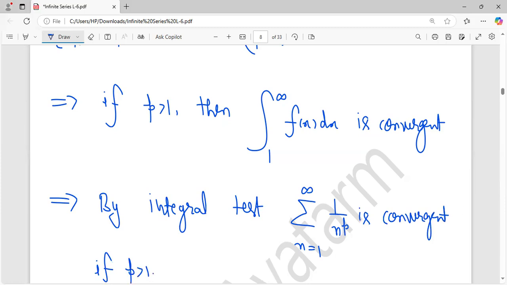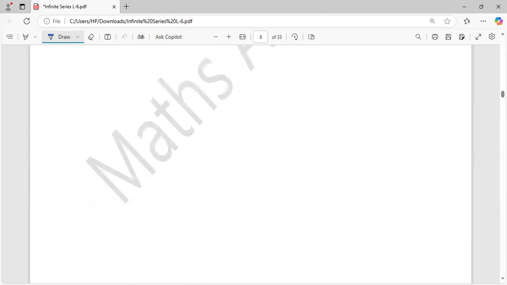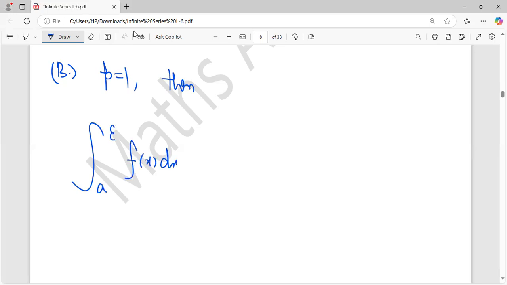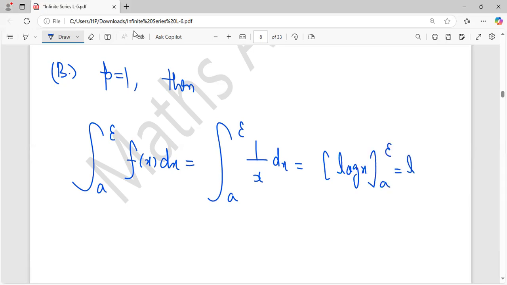Now, B part I am taking this one. If p is equal to 1, then what is this? This is p is equal to 1. Then what is this? This is 1 upon x dx. That is log x from a to epsilon. That is log epsilon minus log a.